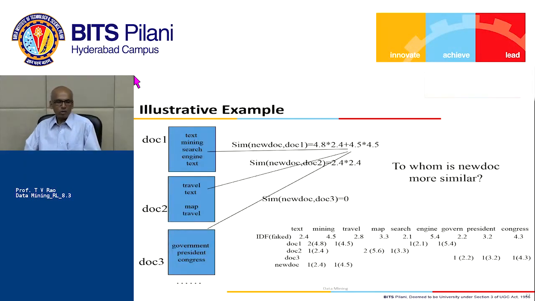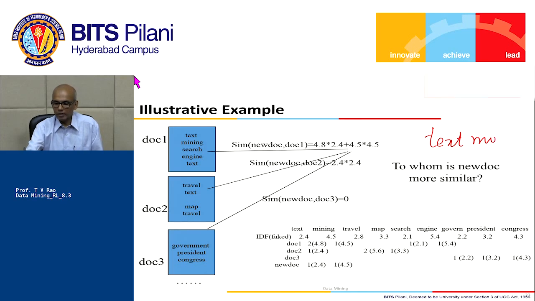So let's take an example. Let's say there are some IDF values, random, arbitrary values based on some database. Now we are looking at doc1, which has the text: mining, search, engine, text. Text occurs twice, so for document 1 it gets a value of 4.8, and mining happens only once, so it gets 4.5, and search happens once, 2.1 and 5.4. Similarly we can do it for doc2, which contains a different set of keywords, and doc3, which has a different set of keywords.